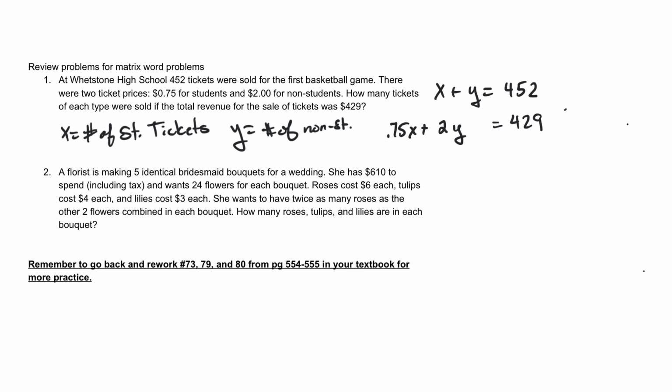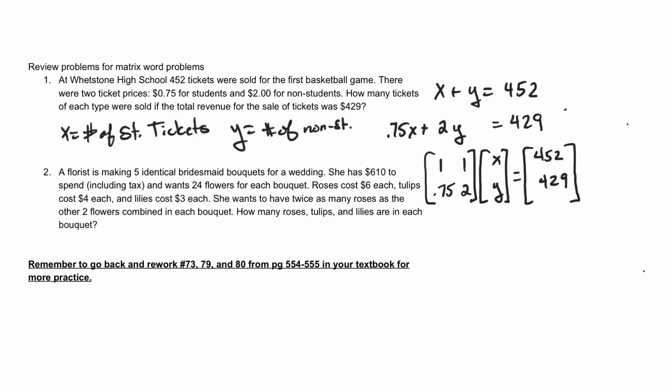It's can you take the information and come up with the equations and create the matrix equation with it? So in this case, we're going to write out our coefficients of 1, 1, 0.75, 2. We have our variables next, X and Y, which is equal to the 452 and the 429. Now, when we work these out by hand, this is matrix A, this is matrix B, and of course this is just X.